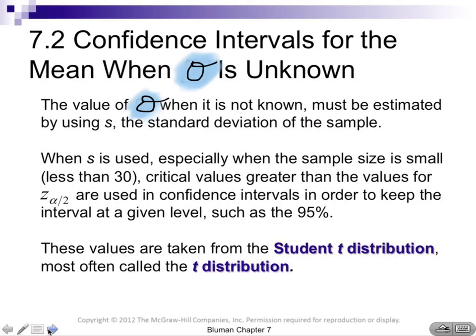And so those values are taken from the student t distribution, most often called the t distribution. It was called student t because when it was first developed, it was developed by a student of a more famous fellow, and so it was called the student t. That has no real meaning other than that's the way it was named.